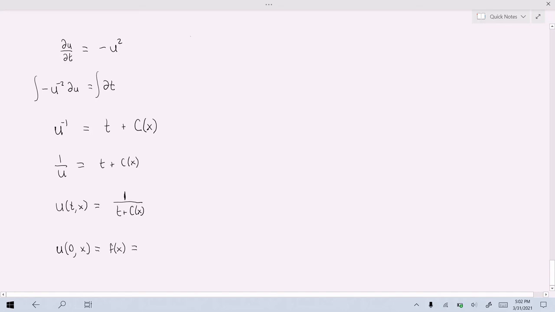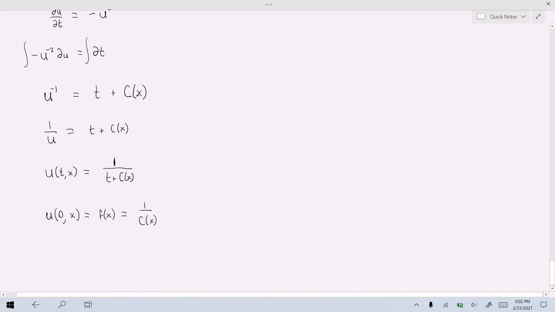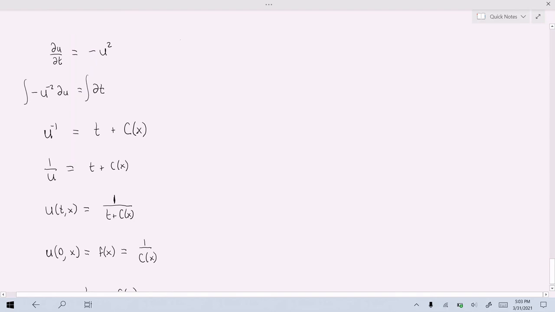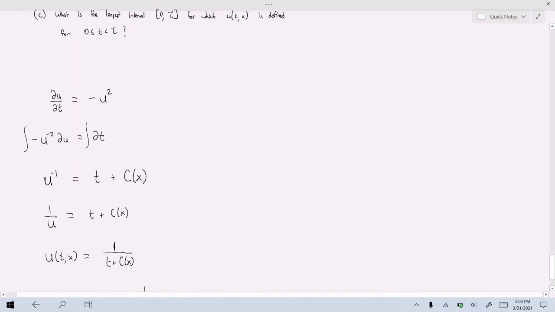Plugging 0 in for t into our general solution gives us 1 over c of x. So therefore, we can say that c of x is 1 over f of x. Okay? So I'll plug in 1 over f of x into c of x here for the general solution. So that means our solution to the initial value problem is going to be 1 over t plus, and then c of x was 1 over f of x.